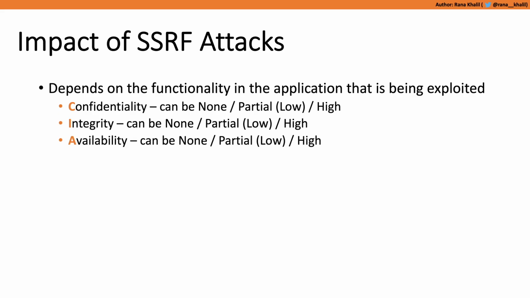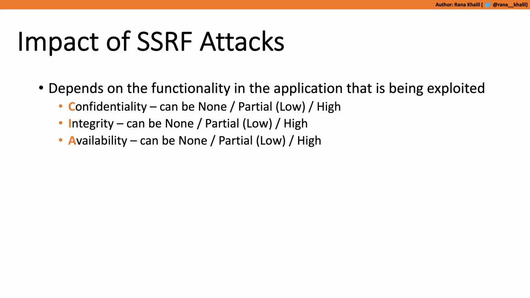So we touched a bit on this when it came to the examples. Some of the examples showed us that we could perform sensitive functionality in other services that are hosted on the internal network. In other examples, we saw that you could gain remote code execution on the service itself. In other examples, we saw that you could port scan the network. And so that's why when it comes to describing the impact of SSRF attacks, I always say it depends on the functionality in the application that is being exploited. So it's very highly contextual. And what that means is it really depends on the context of the application that you're running with.